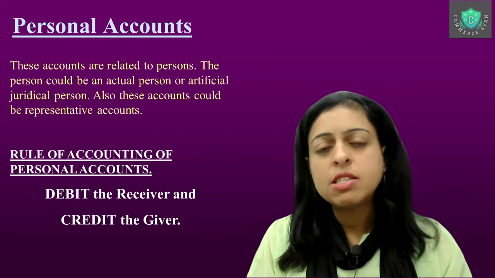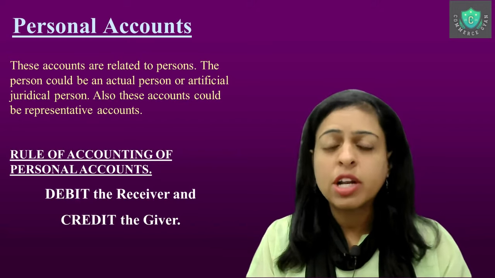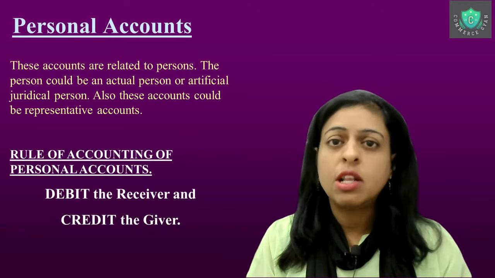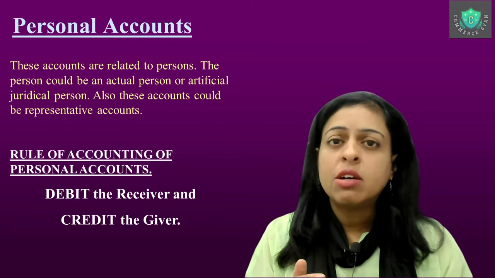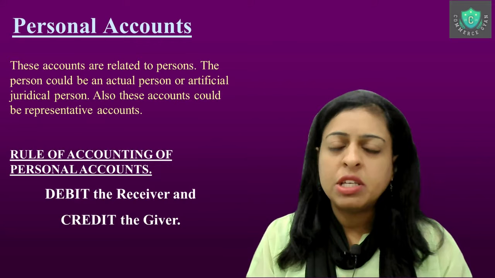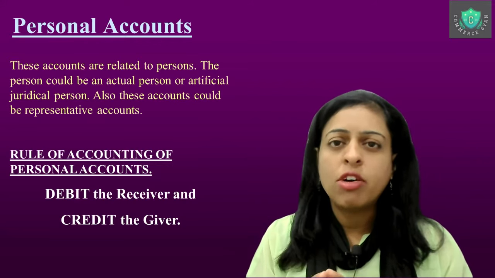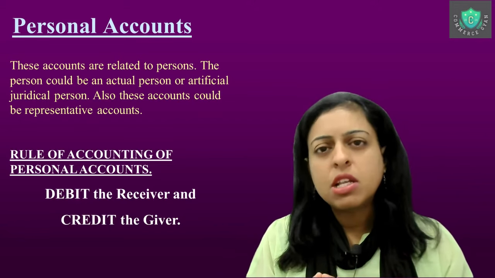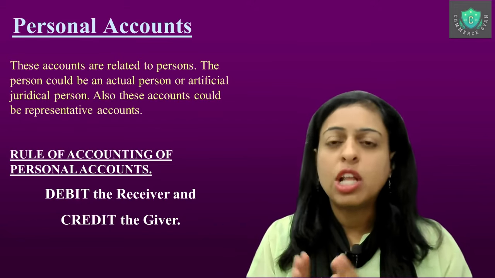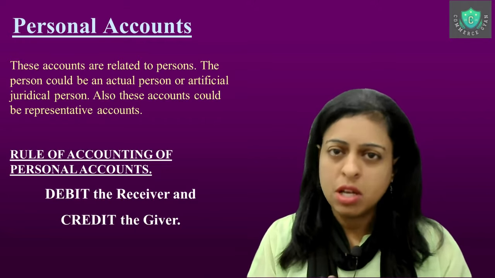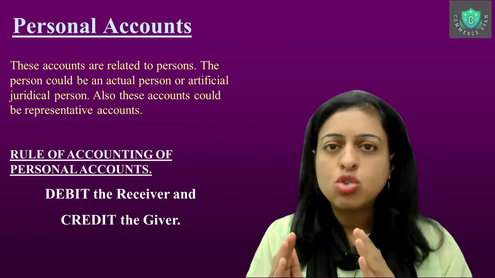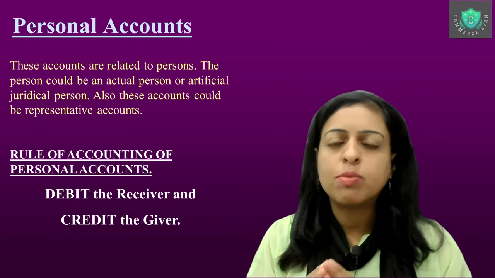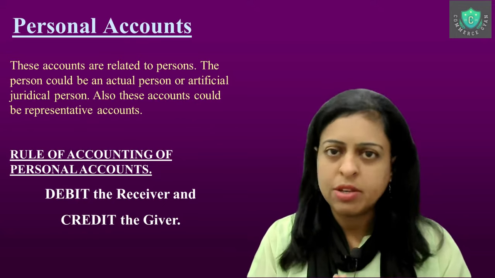So these companies, these organizations, it could be a trust, it could be a corporate company, it could be public property, or it could be a local authority, a corporation like PMC and all that. These are the second classification which comes under personal accounts. So personal accounts have either an artificial juridical existence, or a normal existence of a human being.